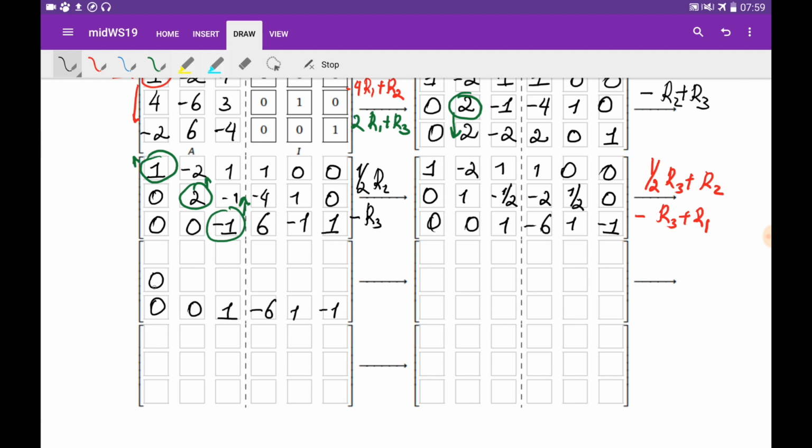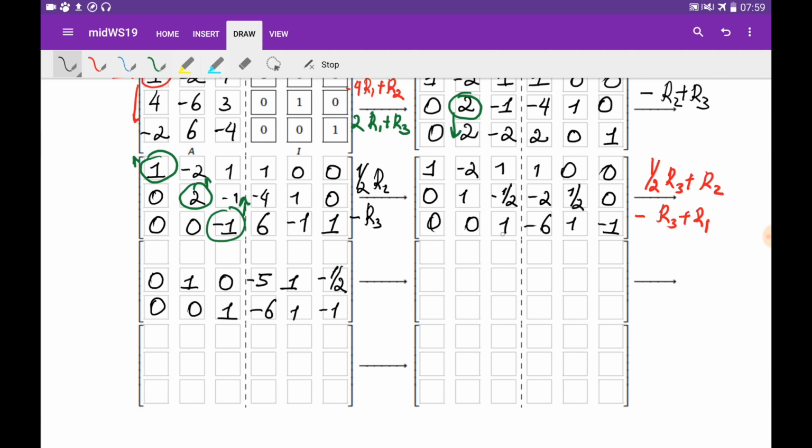Now I'm going to change the second row. It's going to be 0 here. Minus 6 multiplied by 1 over 2 is minus 3. If I add this to the 2, it's going to be minus 5. 1 multiplied by 1 over 2 is 1 over 2, plus 1 over 2 is 1, and it's going to be minus 1 over t.